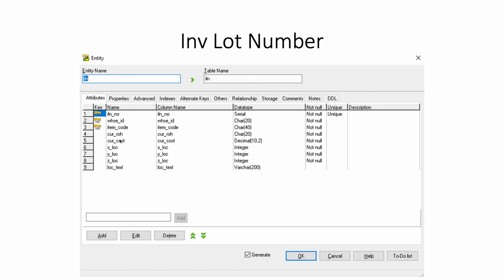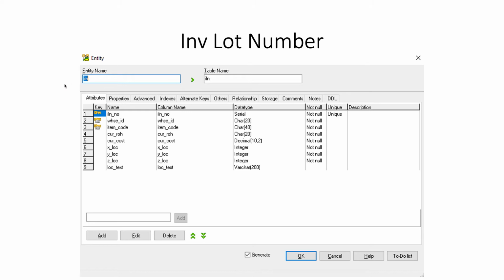We do it that way so that if we have a cycle count and we find out that we don't have 10, we actually have 9, we've still got a cost of $100 in it, so it's going to be $100 divided by 9 to figure out what our cost is.